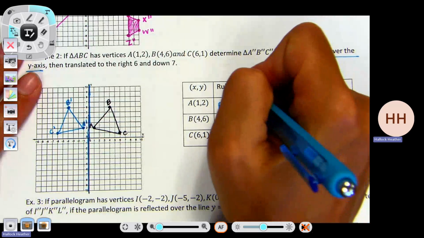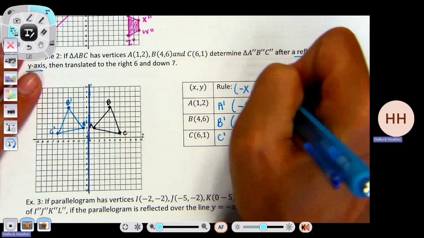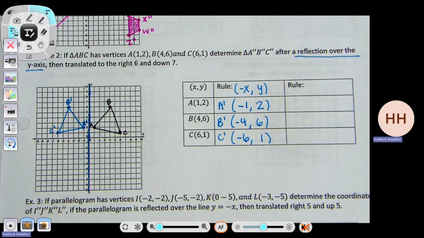The X went to negative. You don't have to remember this rule. It does have a rule. The X will just change its sign. Y stays exactly the same. You don't need to remember the rule because you could just use the graph. Okay. So, but that is technically a rule.